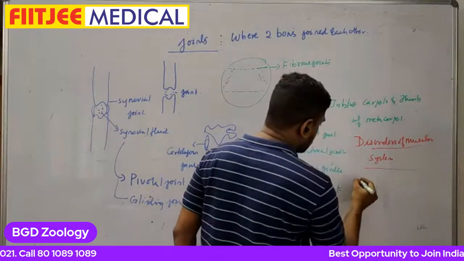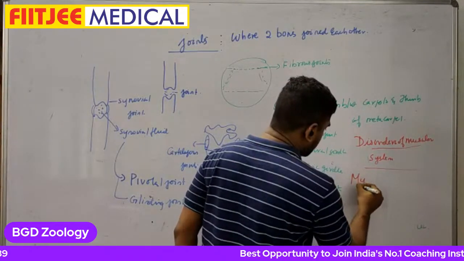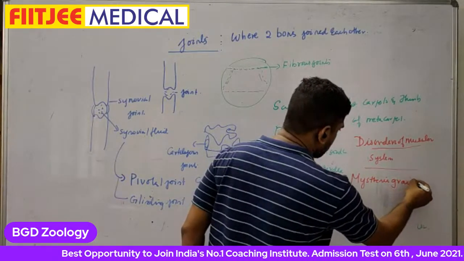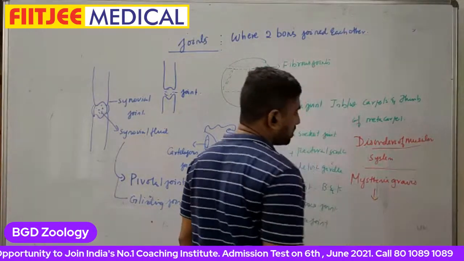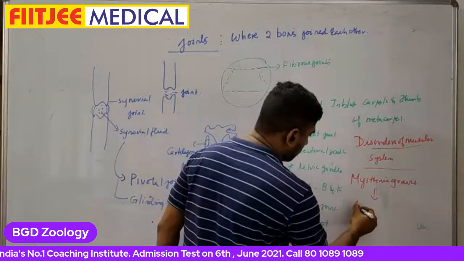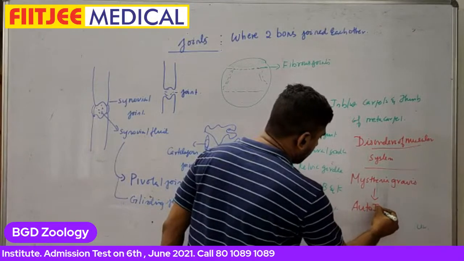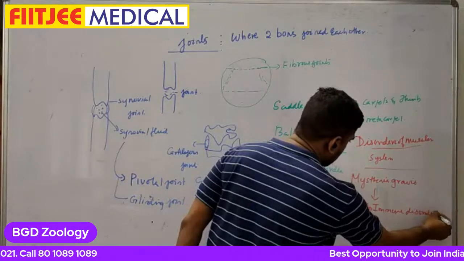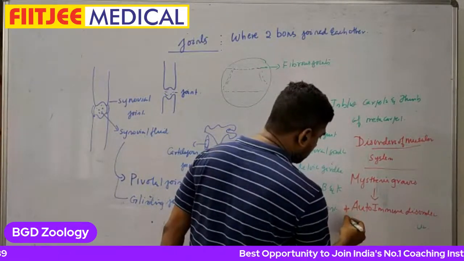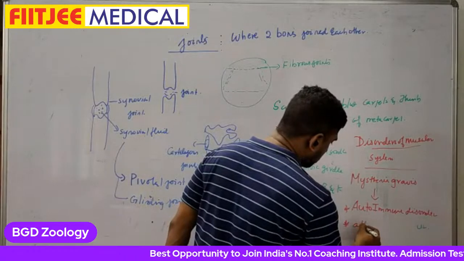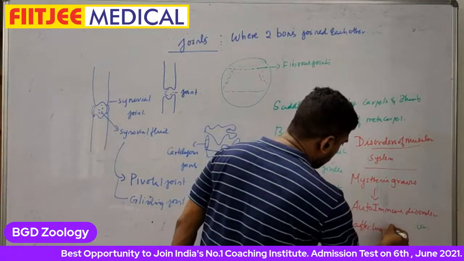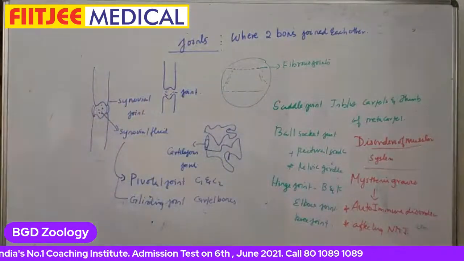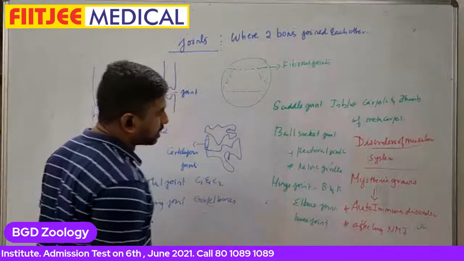The first disorder is myasthenia gravis. Myasthenia gravis is an autoimmune disorder. Our immunity will act against us. Basically it affects the neuromuscular junctions.